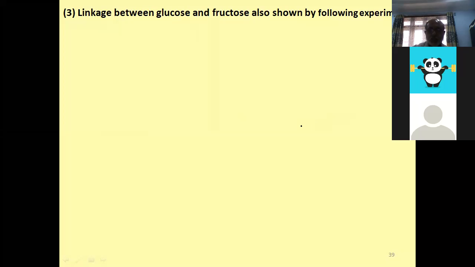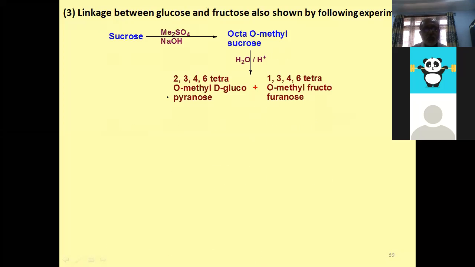What is the experiment? We do this experiment. What is done here? Sucrose is taken. It is treated with dimethyl sulfate. What is dimethyl sulfate? It does a methylation of free OH groups. So we get an octa-O-methyl sucrose.